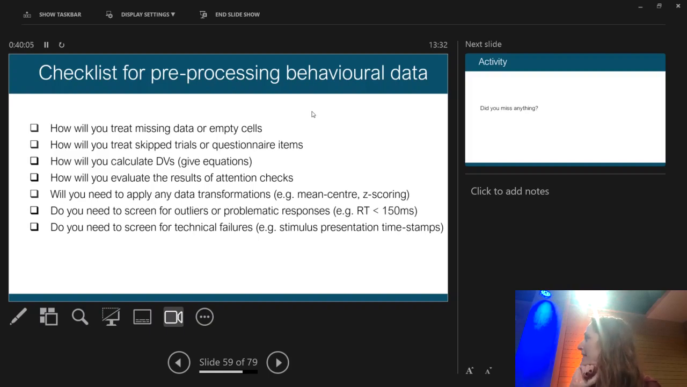Will you need to transform your data? Will you need to screen for outliers or problematic responses, like implausible ones? Do you need to screen for technical failures? And if so, exactly what would you do? So this all goes in your pre-registration as well.